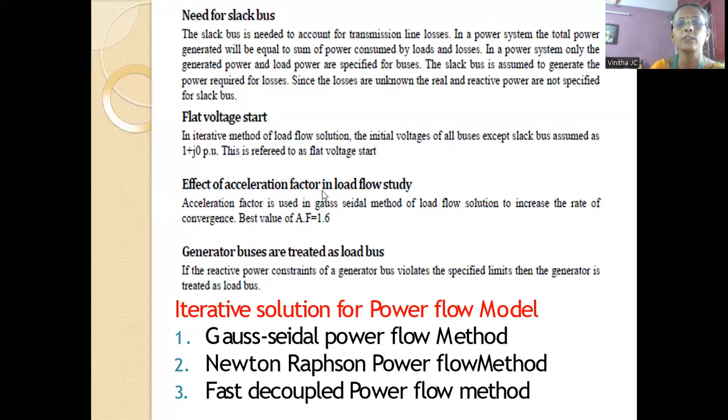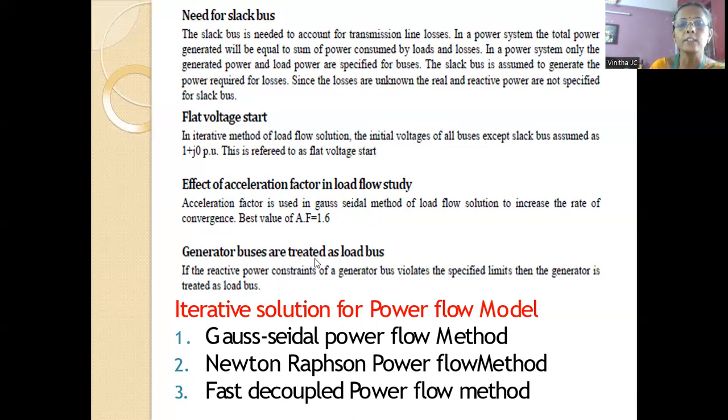And the next one is the acceleration factor. What is meant by the acceleration factor, and what is the need to include it? Since it is an iterative process, we have to speed up the iterations. In order to speed up the convergence, an acceleration factor is included in the system, and here the acceleration factor is 1.6. If we multiply this acceleration factor with the solution we got, the system gets accelerated and converges quickly.